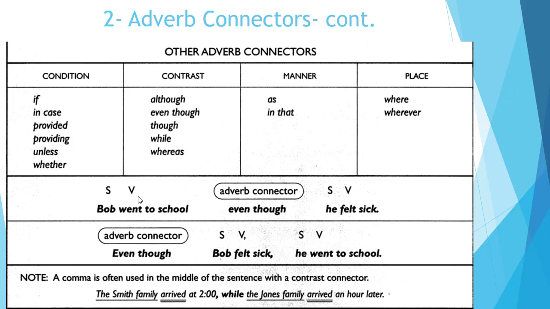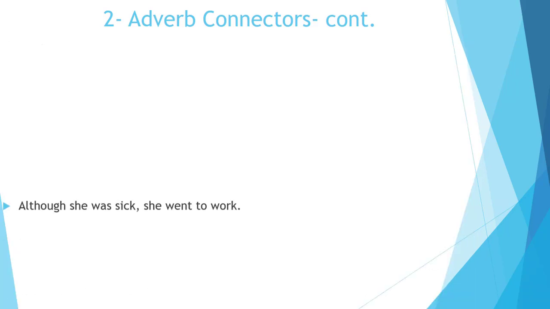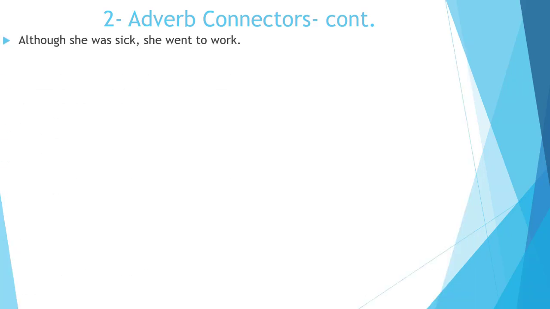Okay. Again, they have the same rule concerning the placement of the adverb connector. Where does it occur in the sentence? Subject verb, adverb connector, subject verb, or you can start with the adverb connector and then subject verb, comma, subject verb. Okay? A comma is often used in the middle of the sentence with a contrast connector. "The Smith family arrived at 2, comma, while the Jones family arrived an hour later." Okay? This comma here is optional in this case, but I do not recommend you get distracted by this, because it will be very confusing for you.